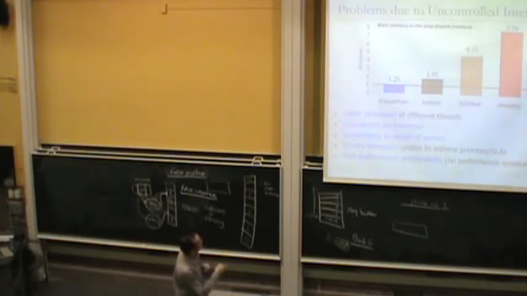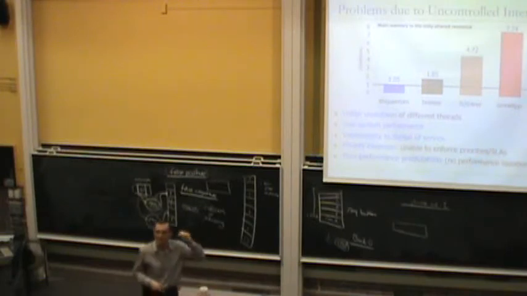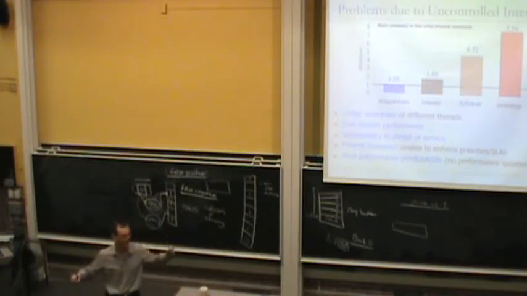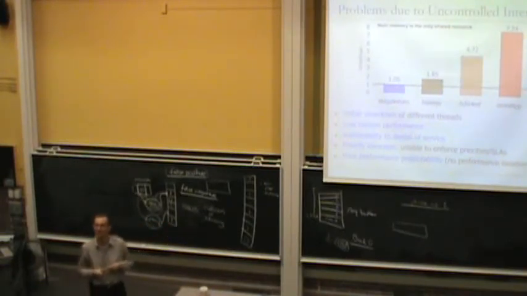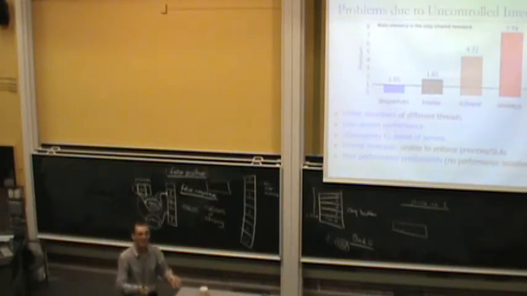This application slows down by 5%. This application slows down by 8x compared to when it's run alone. So you get very unfair slowdown of different threads. And it turns out that this LibQuantum looks very similar to the stream that I just showed you. It keeps streaming through memory. It has very good row buffer hit rate. It has very high memory access intensity.